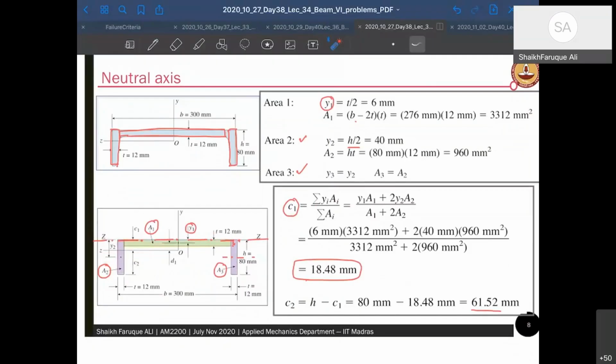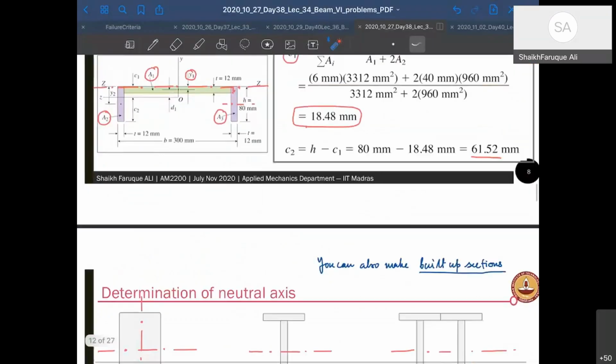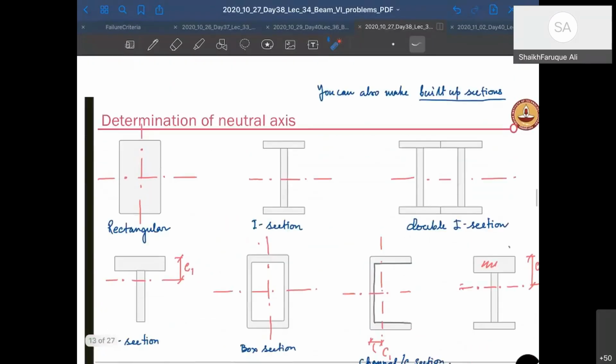Yeah, somewhere near to this, maybe this one. Okay. Now, one point to note is you will not have a single neutral axis in a cross section. You will have two neutral axes in a cross section. So let's look here. There will be two neutral axes.